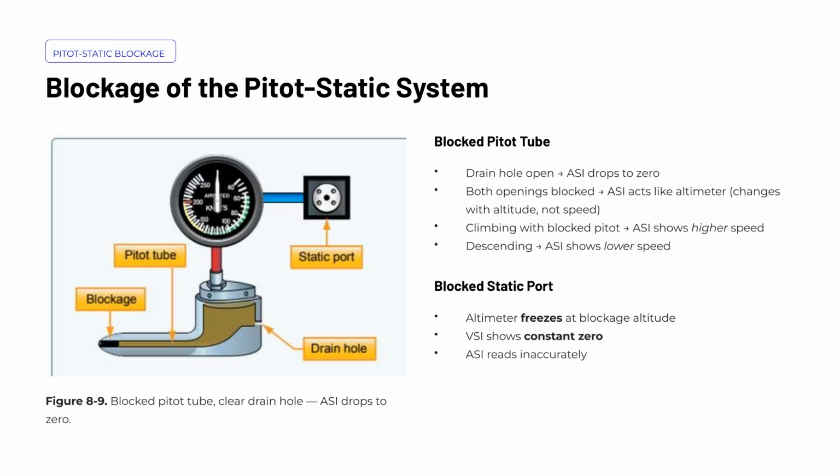Pitot-static blockage is a serious system malfunction that every pilot must be able to recognize and respond to correctly. Let's look at what happens in each scenario. If the pitot tube becomes blocked but the drain hole remains open, ram air pressure is lost while residual pressure drains away, causing the airspeed indicator to drop to 0.